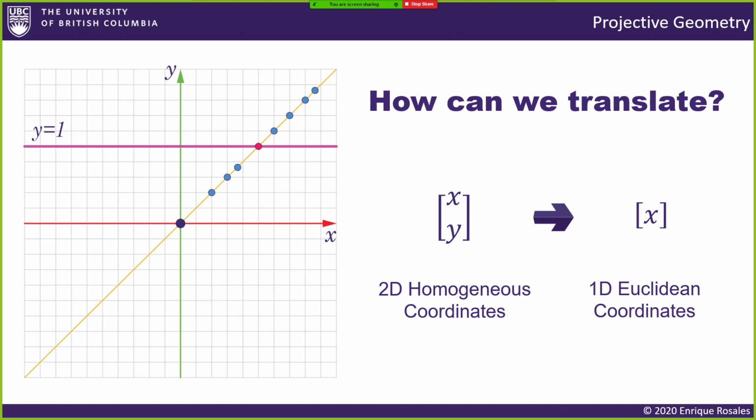Okay, so how can we translate from this 2D homogeneous space to a 1D Euclidean space, or 2D homogeneous coordinates to 1D Euclidean coordinates? Because this is what we are doing. This diagram represents that we are basically taking points that are living in a 2D homogeneous space, and we will translate those into a different space, or different coordinates, which in this case will be Euclidean.